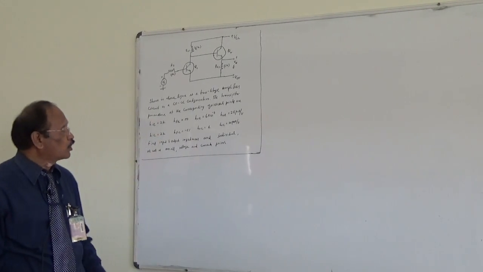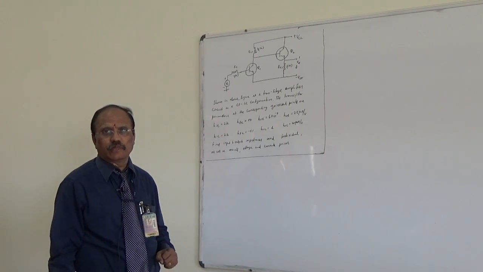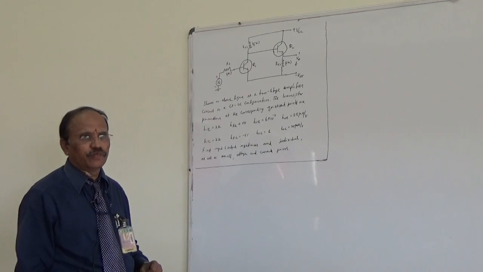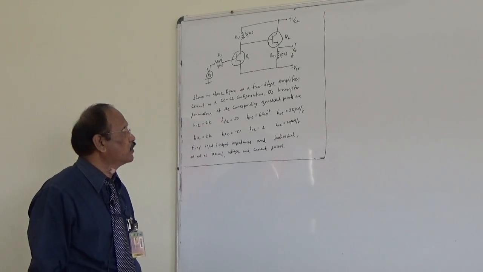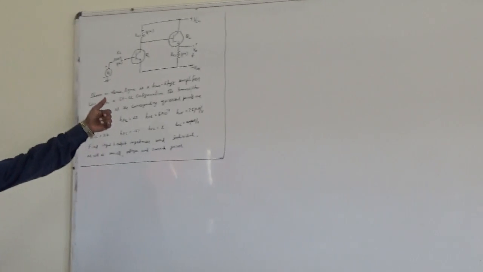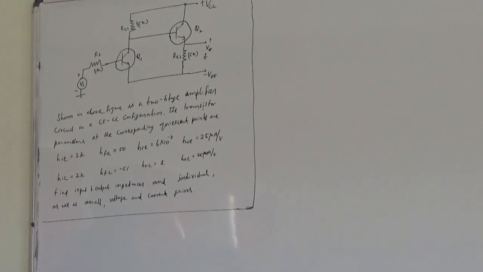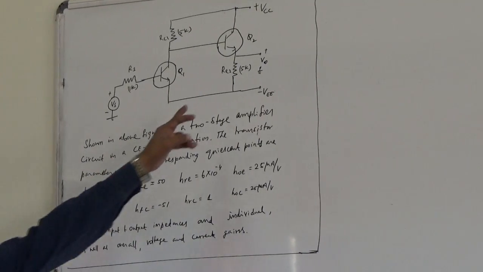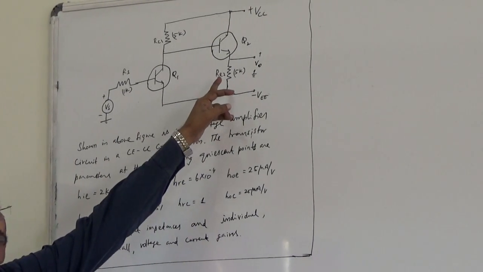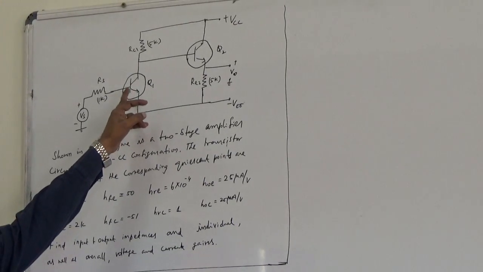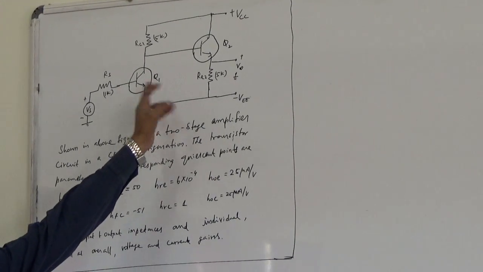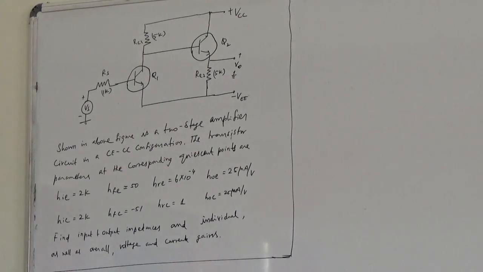So let us work out one problem using a cascaded amplifier. Here the figure shows a two-stage cascaded amplifier. The second stage is a common collector and the first stage is common emitter. Because we have taken the output across the emitter, the second stage is common collector, and in the first stage the output is taken from the collector, so this is a common emitter stage.